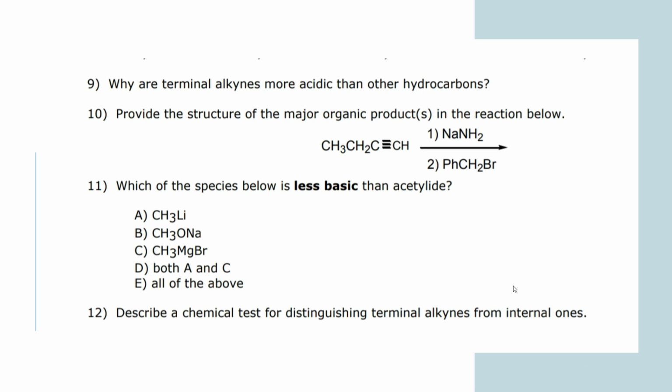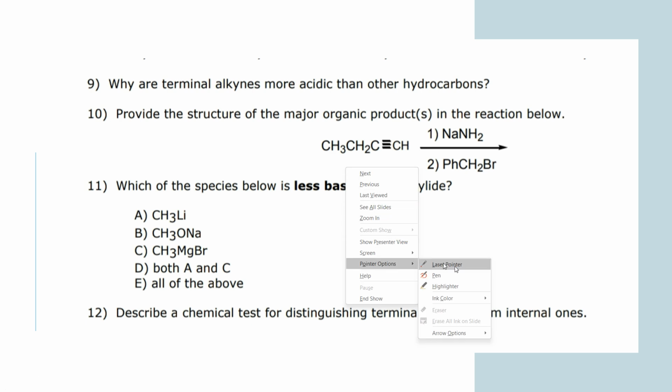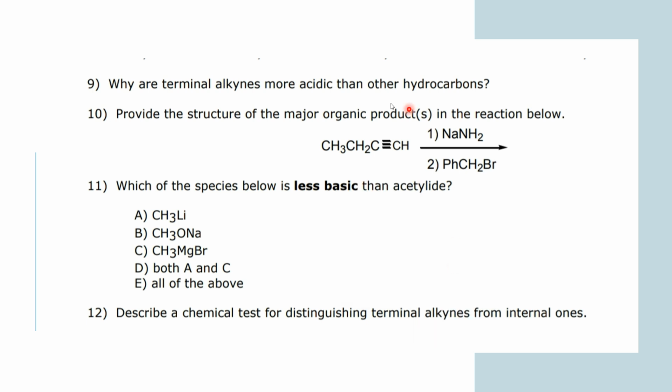First question is a theoretical question. Why are terminal alkynes more acidic than other hydrocarbons? In earlier video sessions, we had discussed acidity, basicity, and how the orbitals possessing the extra pair of electrons or the acidic proton can affect the acidity or basicity of the hydrocarbons.